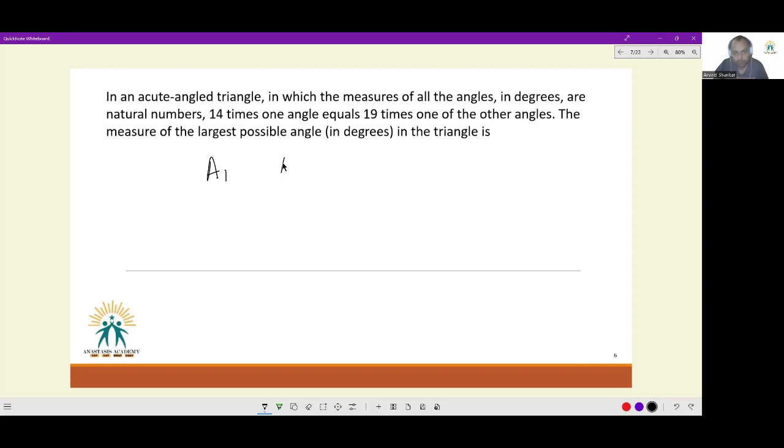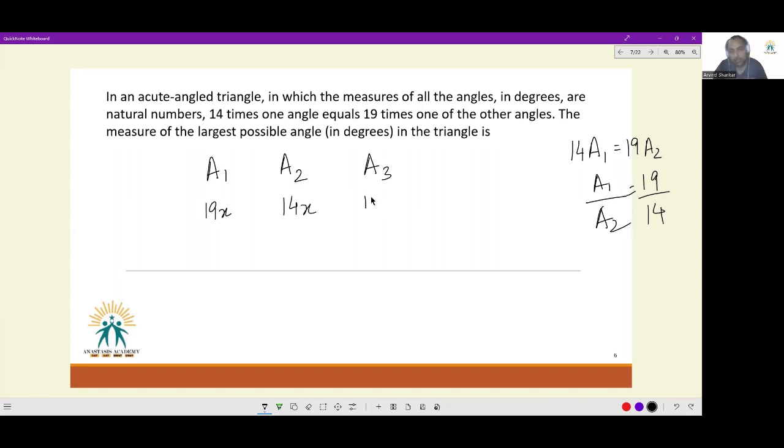So let's call it angle 1, angle 2, and angle 3. If we're told 14 times one angle equals 19 times one of the angles, can I say 14 times angle 1 is equal to 19 times angle 2? So angle 1 by angle 2 is equal to 19 by 14, or 19x, 14x. And what is left for the third angle is going to be 180 minus 33x, because these are three angles of a triangle, and sum of angles of a triangle is going to be 180 only.